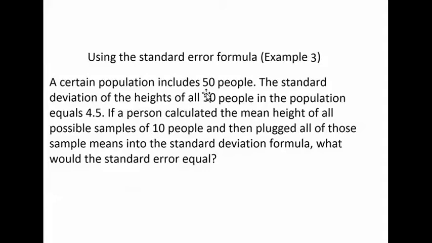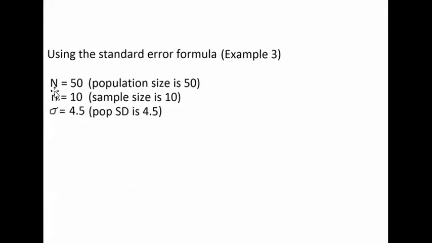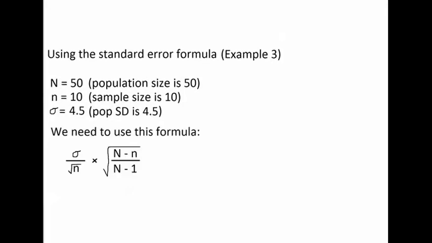So the population size is 50 because the population has 50 people. The population standard deviation is 4.5. That's the standard deviation of all 50 heights in the population. And the sample size is 10 because we're dealing with all possible samples of 10 people. So let's take those 3 numbers and plug them into the standard error formula. Capital N is the population size, little n is the sample size, and sigma is the population standard deviation. Now that we have those 3 numbers, we can plug them into the standard error formula that we learned in the last lecture.